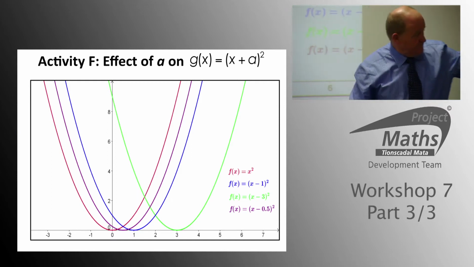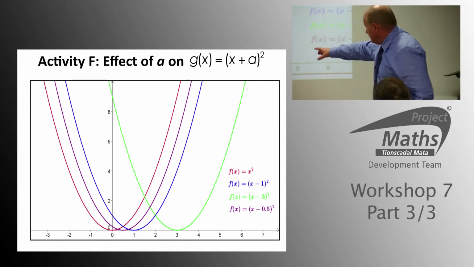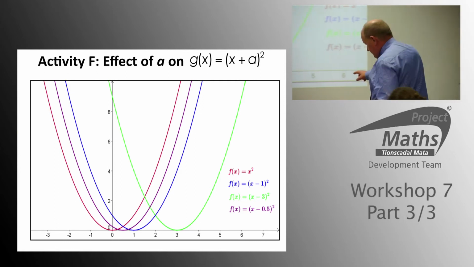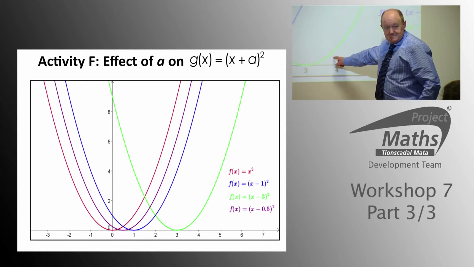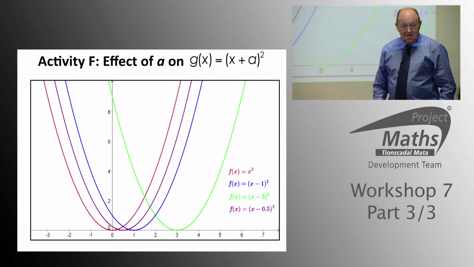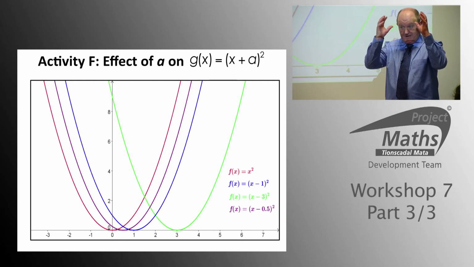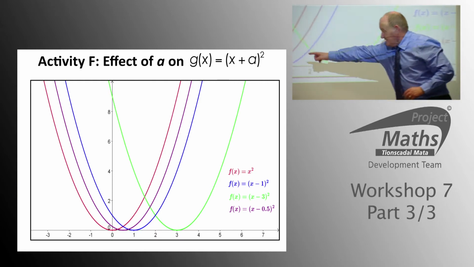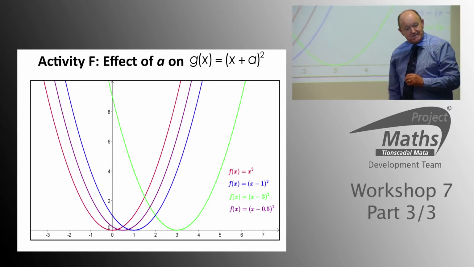We'll look at this one here. It's probably clearer for you down there at the back. This graph here, tell me what it is. (x - 3) squared. Tell me what the blue one is. (x - 1) squared, inside the bracket is x minus 1, squared. That one there is x minus a half, squared, and that's the x squared.